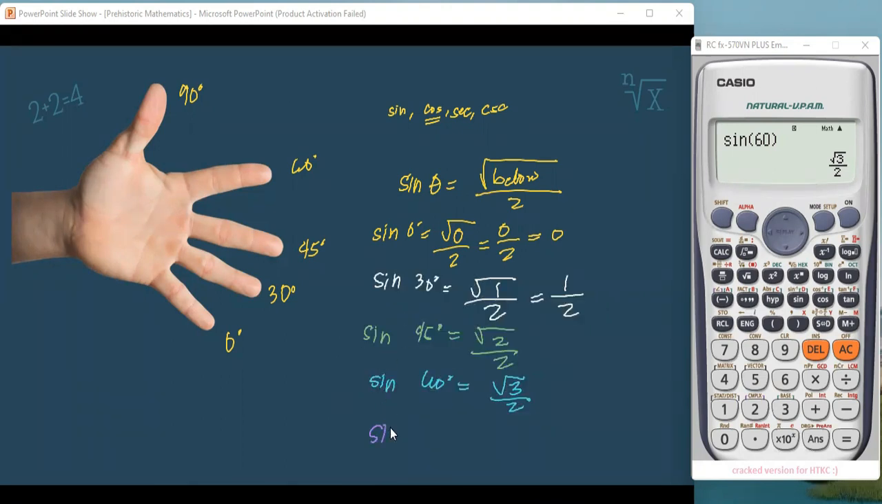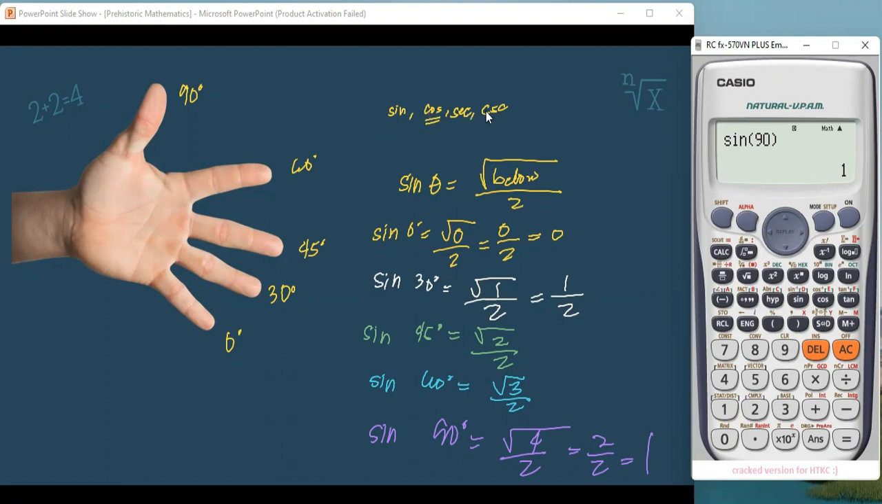Now what about sine 90 degrees? Sine 90 degrees must be equal to the square root of how many numbers are there below 90? We have 1, 2, 3, 4. So we have the square root of 4 over 2. What is the square root of 4? That is 2 over 2, and 2 divided by 2 is 1. So sine 90 must be equal to 1. That is correct. So, tapos na po tayo kay sine and cosine.